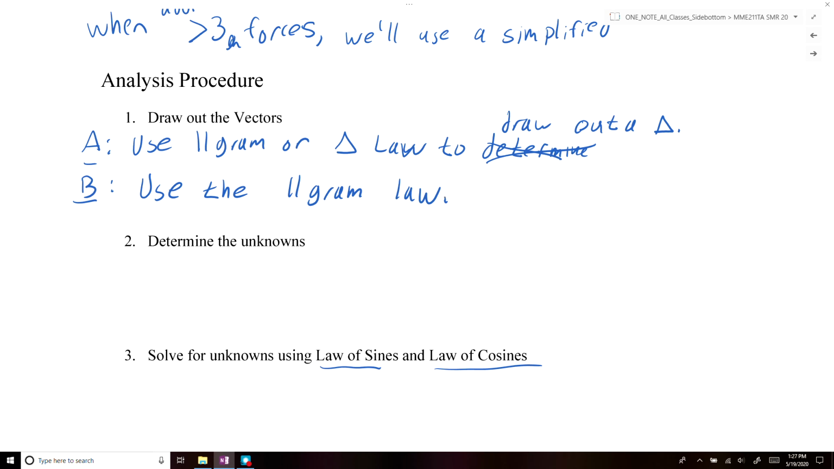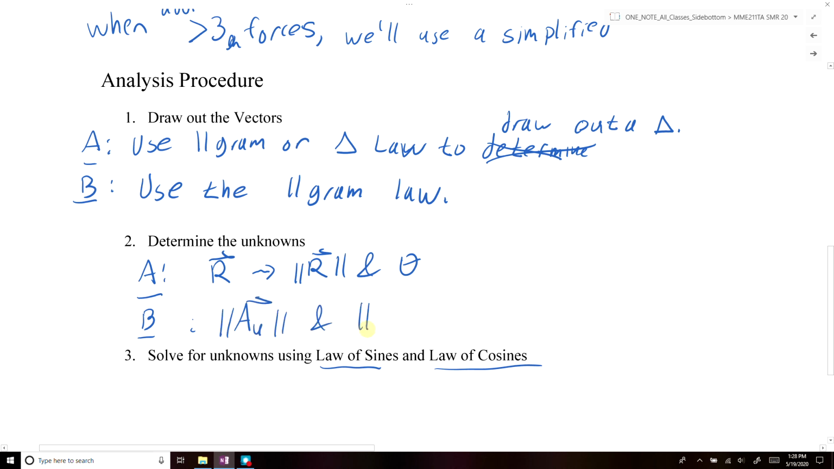In the case of finding the resultant force, the unknown is going to be R, the resultant force. We need to figure out the magnitude of R, and we need to know the angle or the direction of R. For the second type, what we're looking to do is find the magnitude of A_u and the magnitude of A_v.